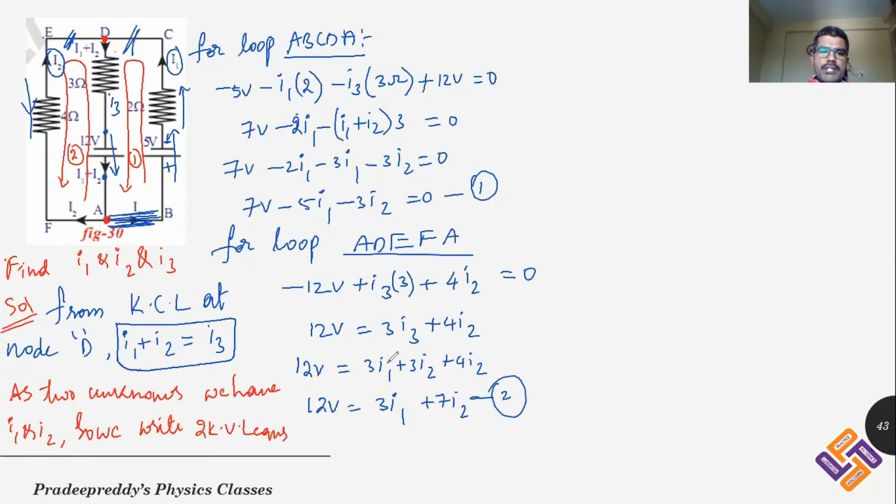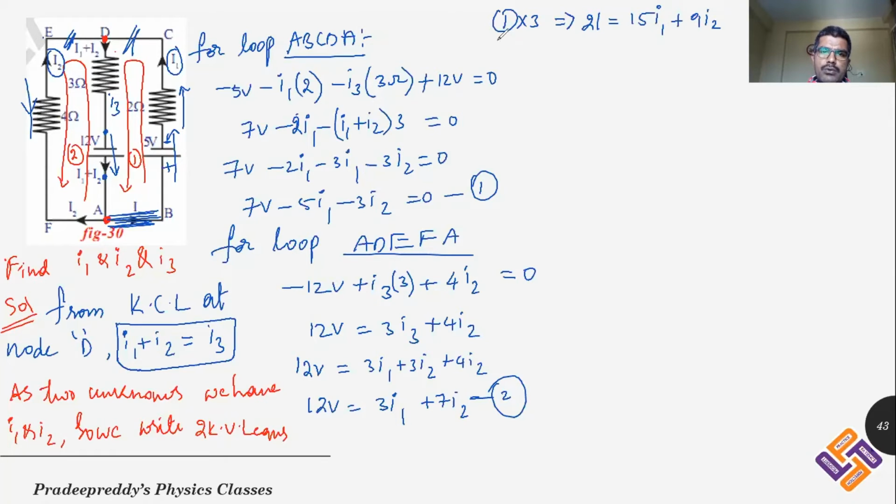Okay, now take equation 1 and equation 2. You can just solve these two equations. Equation 1 you multiply with any number, and equation 2 you multiply with any number and solve them. So what I do, I will multiply equation 1 with 3. So equation 1 with 3 gives you 3 sevens 21 is equal to, this 2 comes to the other side, that is 15 I1 plus 9 I2.